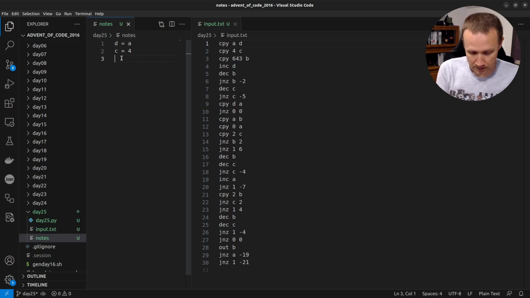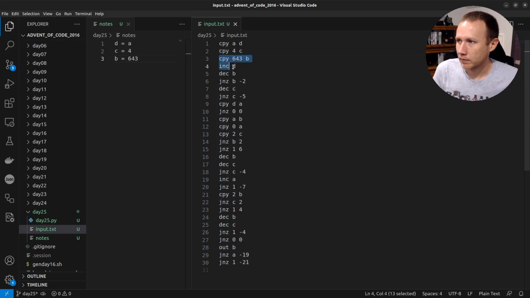This one says B is equal to 643, but before we go too far on that, we can recognize this pattern we studied in depth on day 23, right here. In fact, is it all of these? Yes, it is. I went into it in detail in day 23, but basically we increment D, we decrement B, which is 643, and if B is non-zero, we go back up and do it again. So we're going to add 643 to D, boom. Then we decrement C, and we jump back up 5, and we do that whole thing again. So effectively 4 times 643.